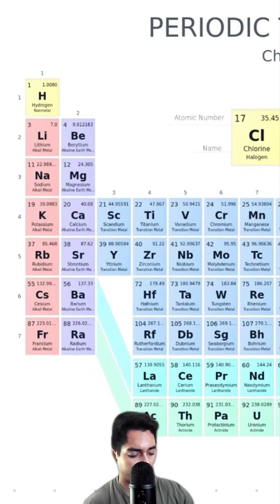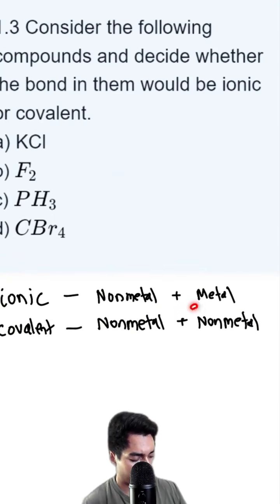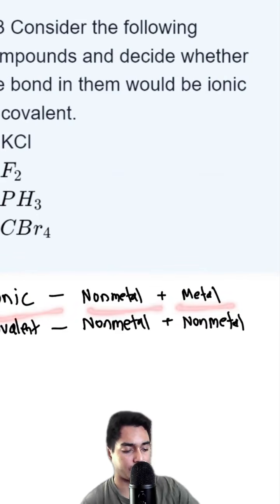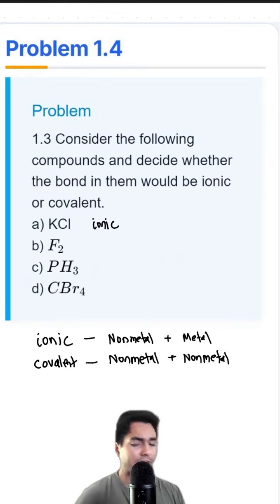And so what did we have again? We had K. So this is a metal plus a nonmetal. And a metal plus a nonmetal is indeed ionic. So our first one here is ionic. Based on that, see if you can pause here and try out the rest of them by yourself.